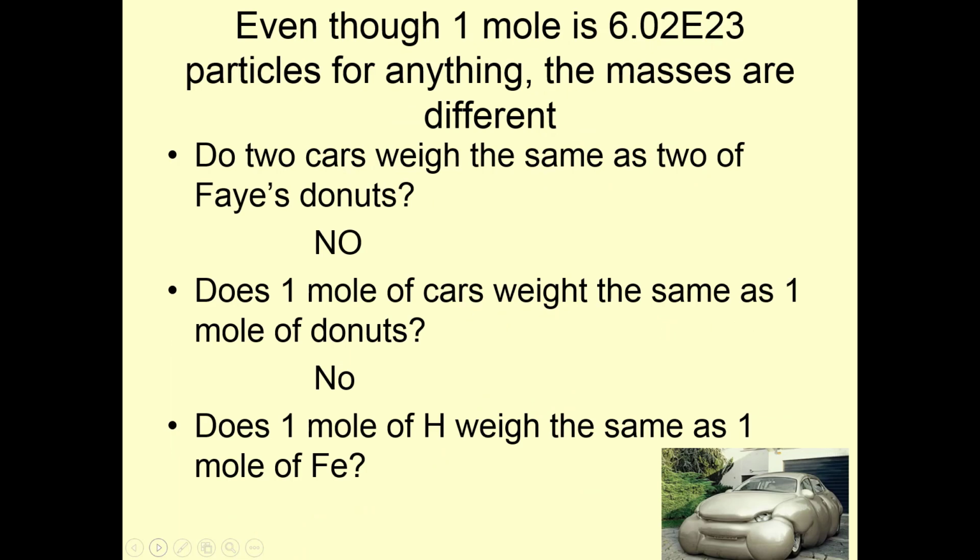Nice and easy. Even though 1 mole is 6.02 times 10 to the 23rd particles for anything, the masses are different. So do 2 cars weigh the same as 2 donuts? No, this car, a little chubbier, weighs a little more. Does 1 mole of cars weigh the same as 1 mole of donuts? Remember, 1 mole of cars would mean 6.02 E23 cars, and 1 mole of donuts would be 6.02 E23 donuts, kind of like a dozen is always 12 donuts. So those wouldn't be the same. Does 1 mole of hydrogen weigh the same as 1 mole of iron? No. Just like 1 dozen hydrogens wouldn't weigh the same as 1 dozen irons.